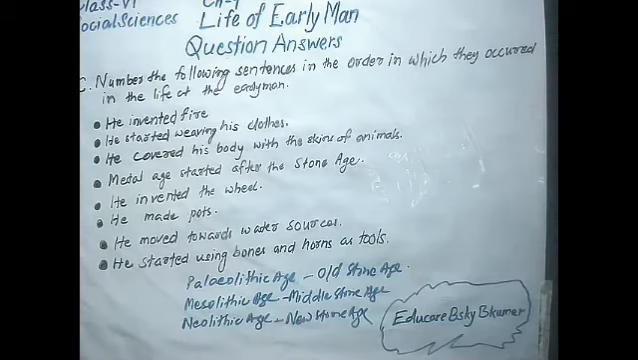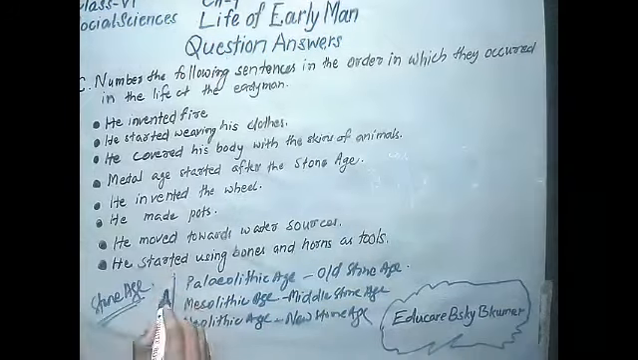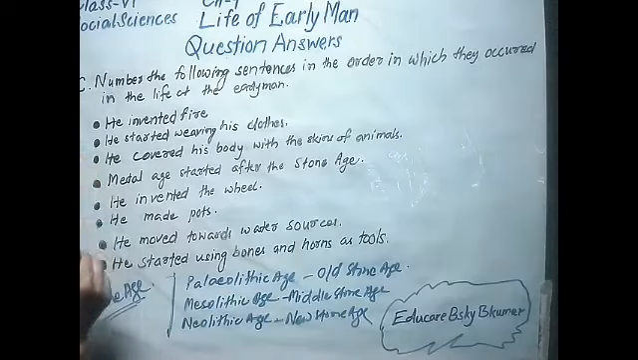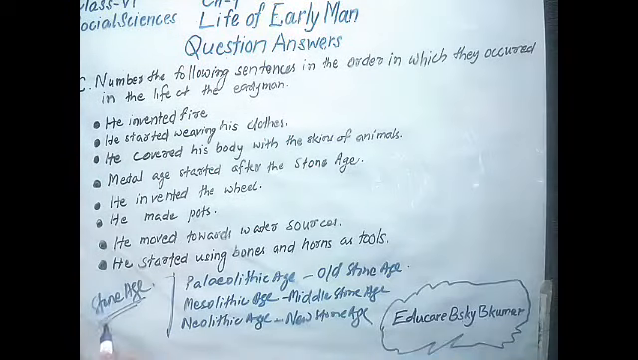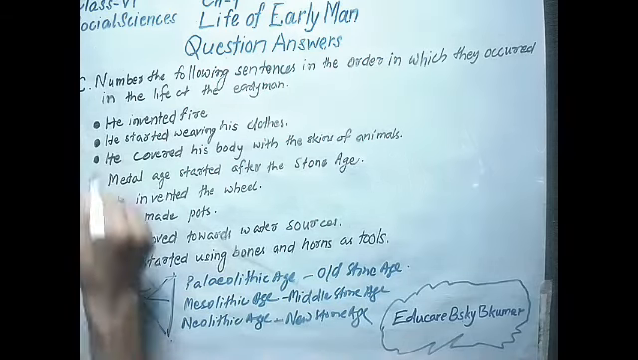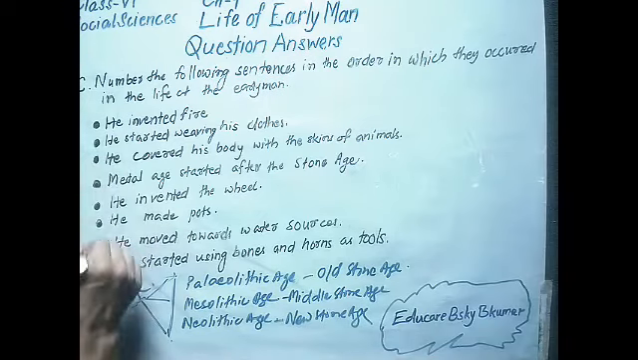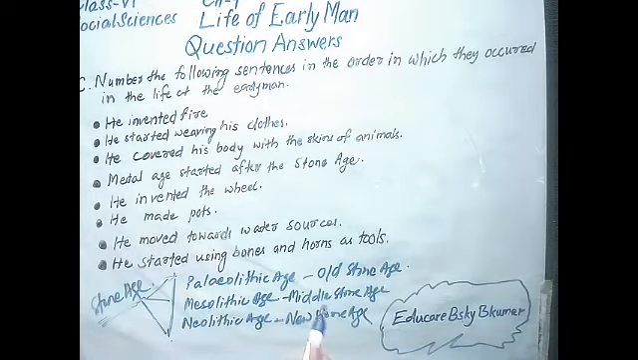So, question number C. Number the following sentences in the order in which they occur in the life of man. Mark this point before arranging these sentences: the Stone Age is divided into 3 ages, that is the Paleolithic Age, known as the Old Stone Age, then the Mesolithic Age, the Middle Stone Age, and the Neolithic, that is the New Stone Age. All these events are related to these ages accordingly. So let's start.